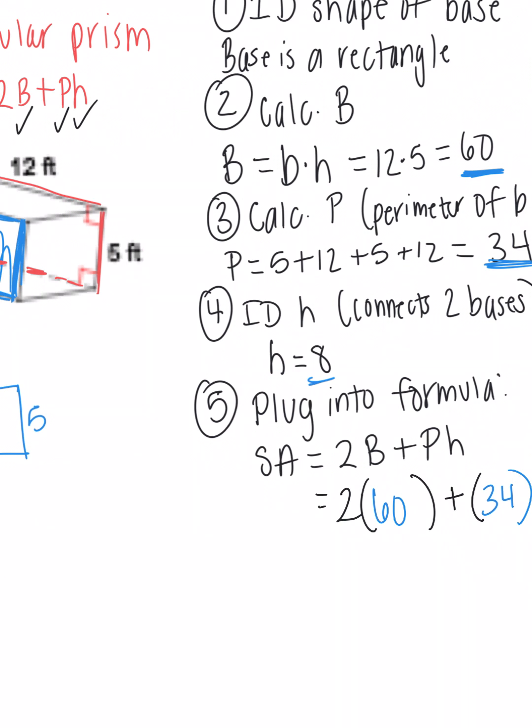At this point, you are just putting this into the calculator. There's a couple of different ways you could do it. You could put it all in at once, just make sure you use parentheses. Or you could take it piece by piece. So the 2B, 2 times 60 is going to give me 120. PH, 34 times 8 is going to give me 272. Go ahead and add those two, and I get 392. And for surface area, just like normal area, your units are going to be whatever it is for that problem, so feet, but squared.